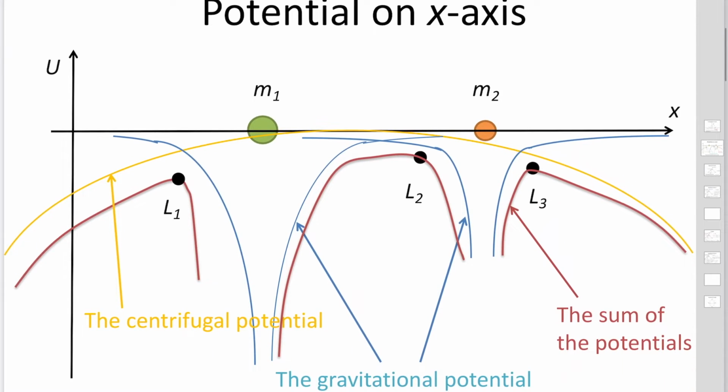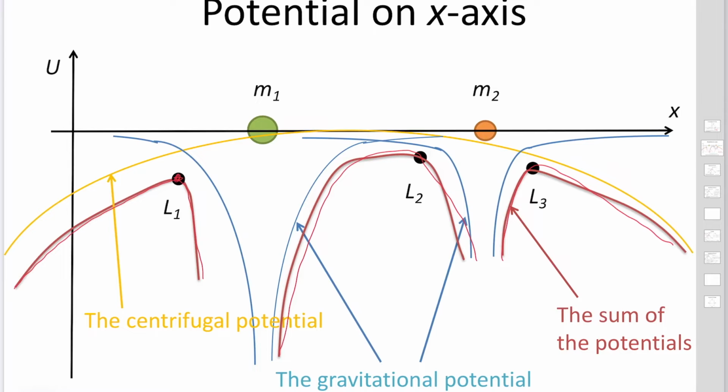So if you consider the location on the x-axis, two forces are acting. The centrifugal force is drawn with the yellow curves, and the gravitational potential is drawn with the blue curves, and the sum of the potential is written with the red curves. Then force is given by the derivative of the potential with respect to x.